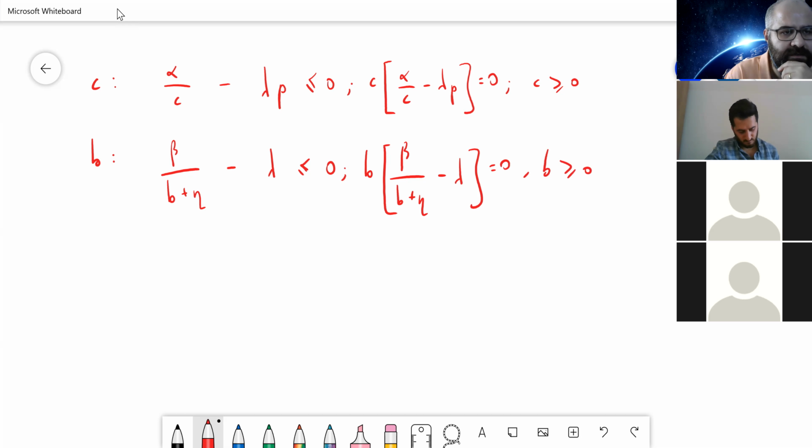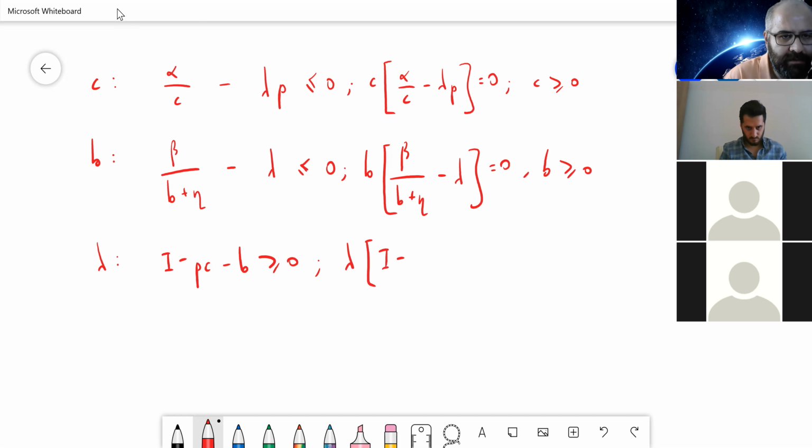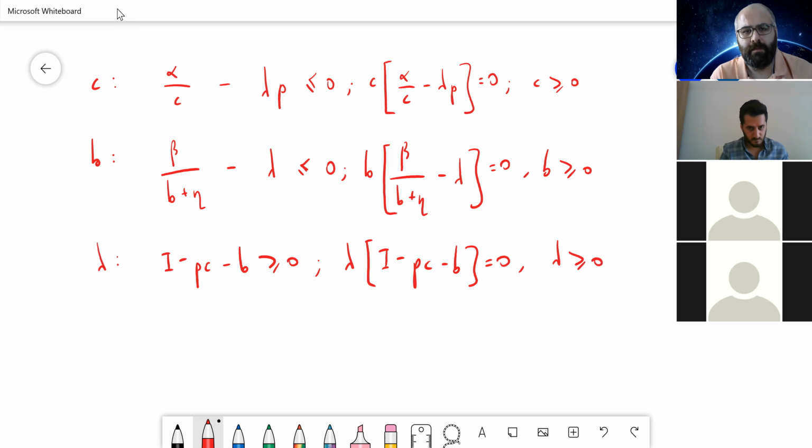Then for the constraint, I have what? G of x, so I have only one g, sorry. I have income minus consumption minus bequest greater than or equal to 0. Then lambda times the constraint equal to 0, and lambda greater than or equal to 0. Okay?